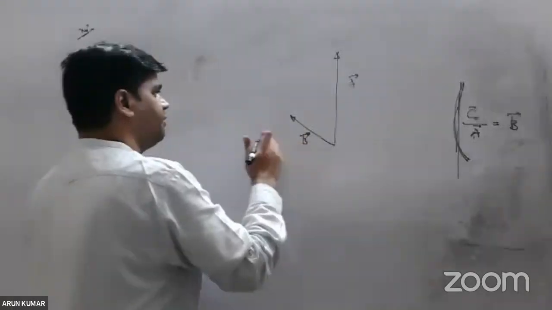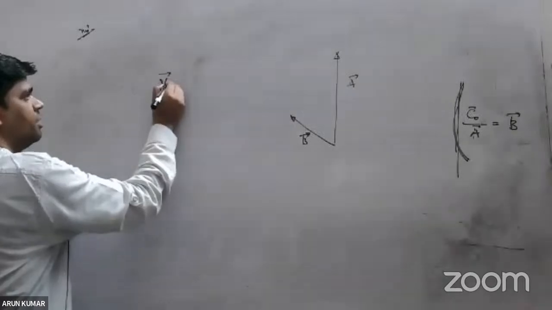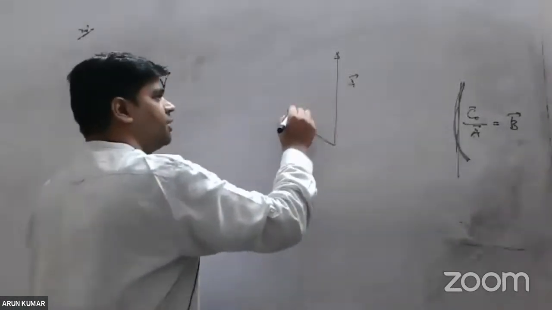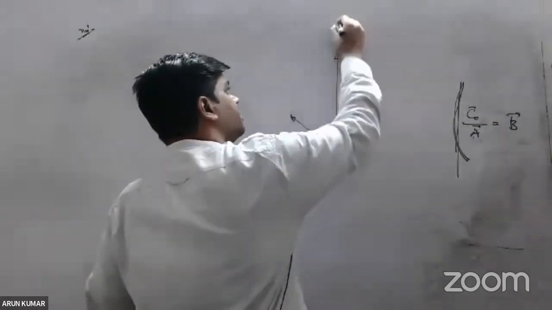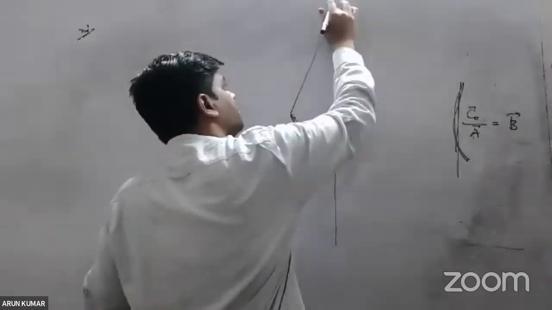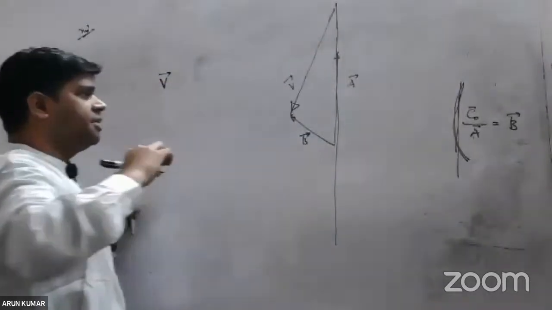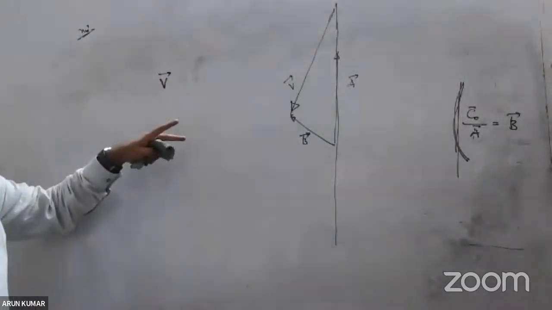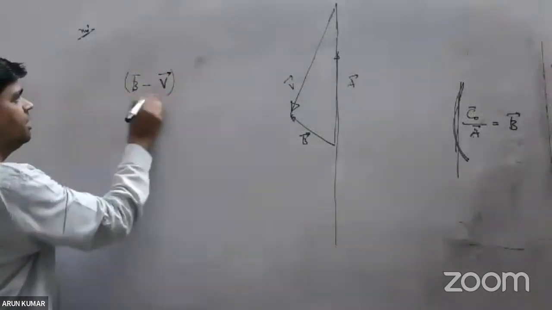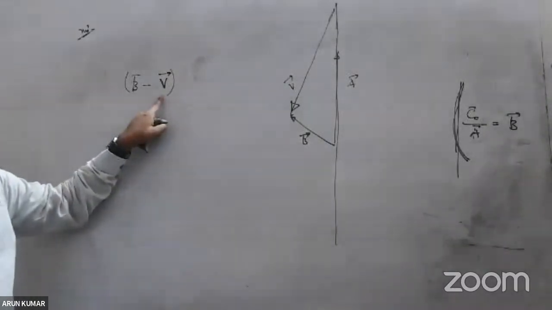What I do, I consider a third vector, a fourth vector V bar, such that, look at this. I consider a vector like this. On this line, I consider another vector like this. V bar, such that B minus V is parallel to A bar. I'm considering a vector V bar.